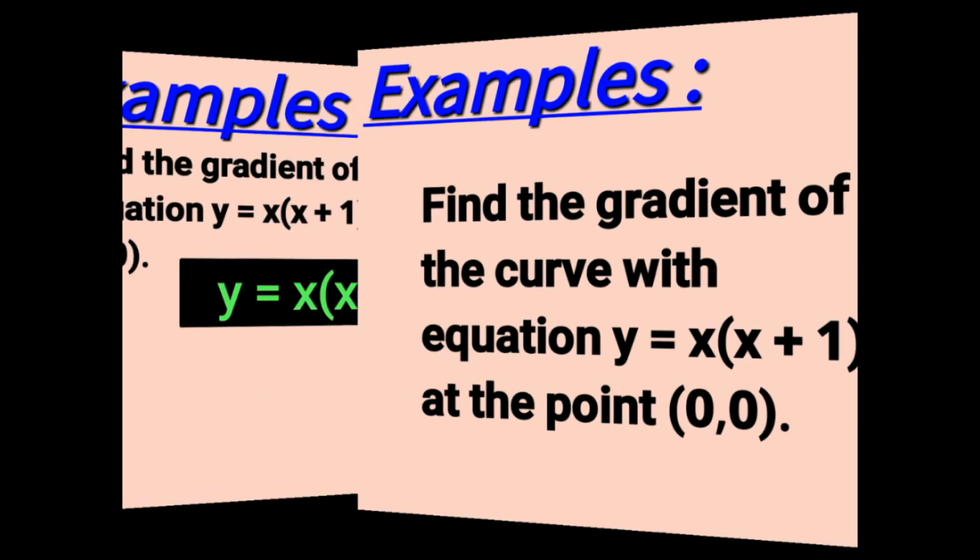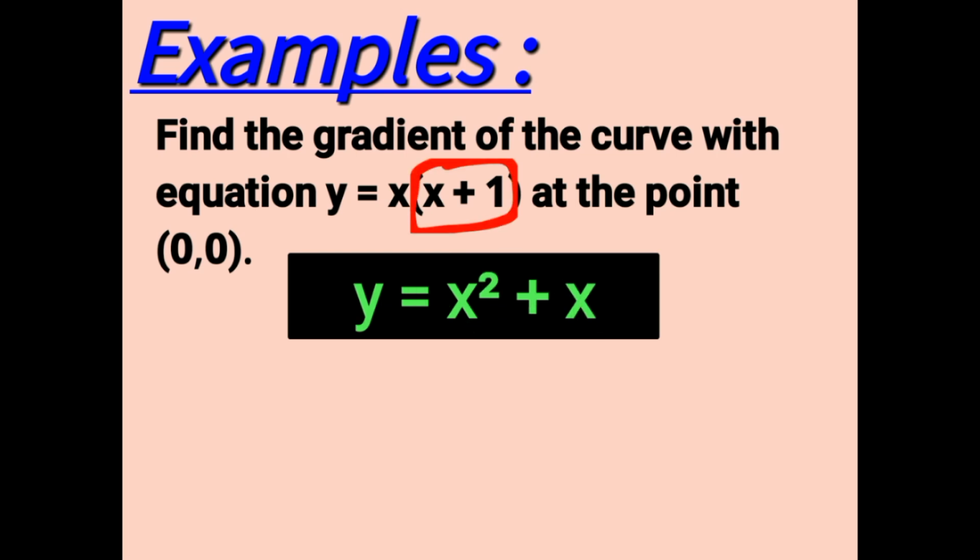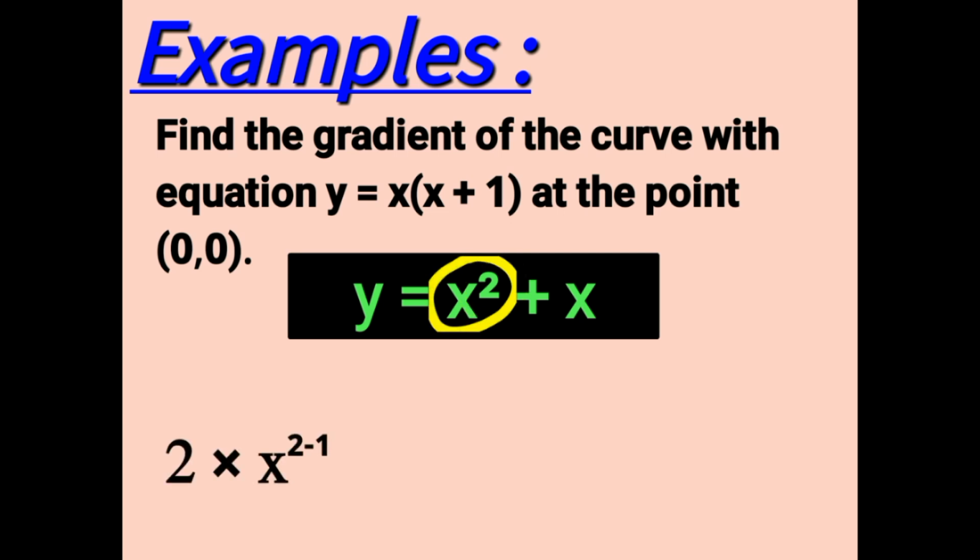Now first, we need to differentiate to find the gradient function. So first I'll expand the brackets, then y equals x to the power 2 plus x, as we multiplied each term inside the brackets by x. So, differentiating the terms one at a time, starting with x to the power 2. To differentiate x to the power 2, we multiply by the power 2 and then subtract 1 from that power. Then it's 2 times x to the power 2 minus 1, equals 2 times x to the power 1, equals 2x.